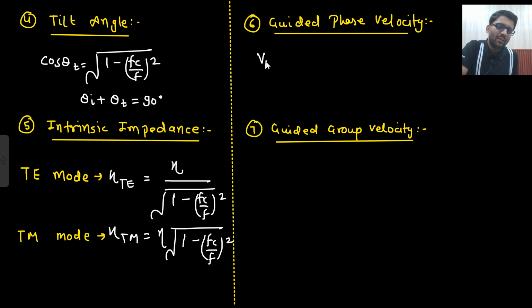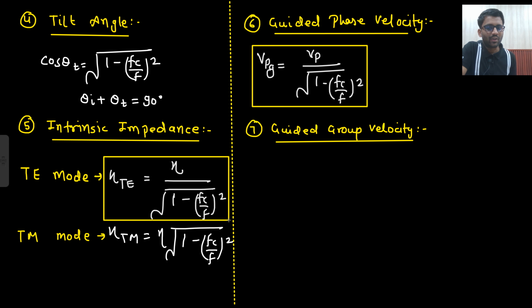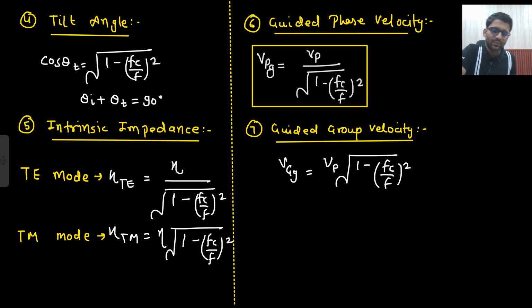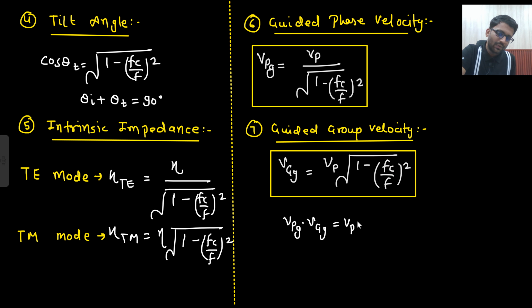What about phase velocity? For phase velocity, the expression will come downward: Vp divided by under root 1 minus fc by f whole square. So these formulas are working for both of the modes, right? For TE mode as well, for TM mode as well. The only thing is this fc value is different for both of the modes. What about the guided group velocity? That would be Vp into under root 1 minus fc by f whole square. And one thing here also, Vpg into Vgg is equal to Vp square.